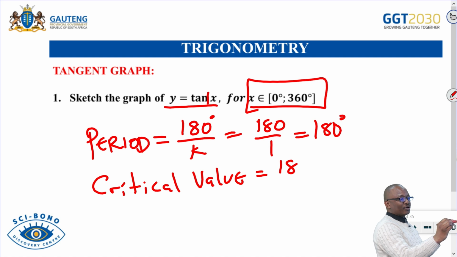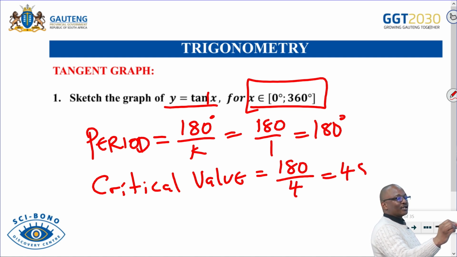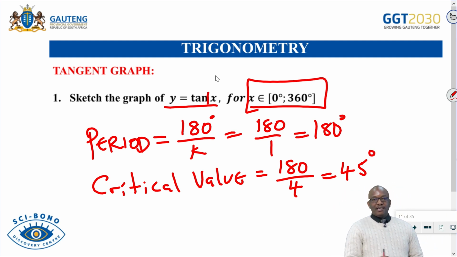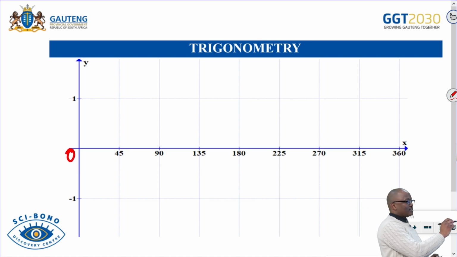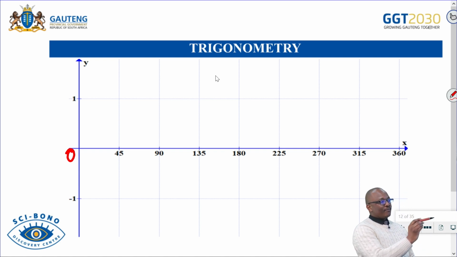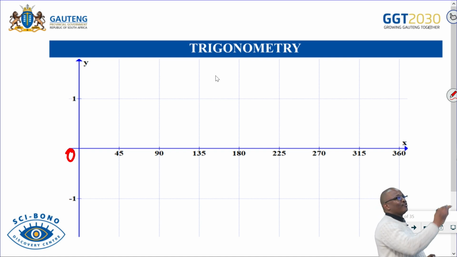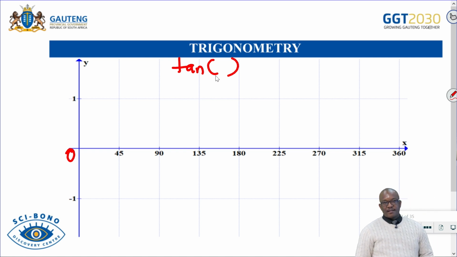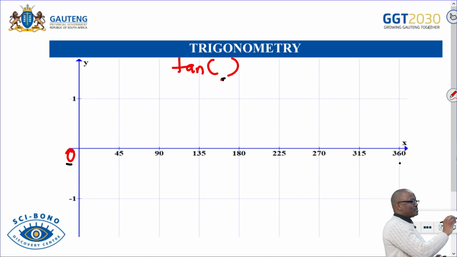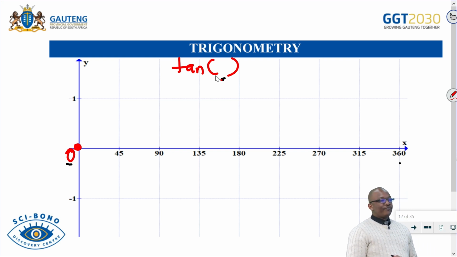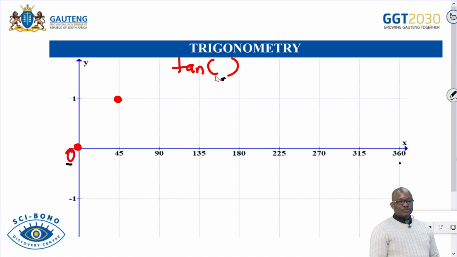So for our critical values, always remember, you take the period, 180, divided by 4. In this case, we get 45. So with tan, we go with an interval of 45. So we say 0, 45, plus 45 is 90, plus 45 is 135, plus 45 is 180, up until 360. Then in your calculator you enter tan of x. Remember, where there is x, you open the bracket. Then you substitute the values from 0 to 360. When you substitute 0, you get 0. Then tan 45 is equal to 1. Then you say tan 90.